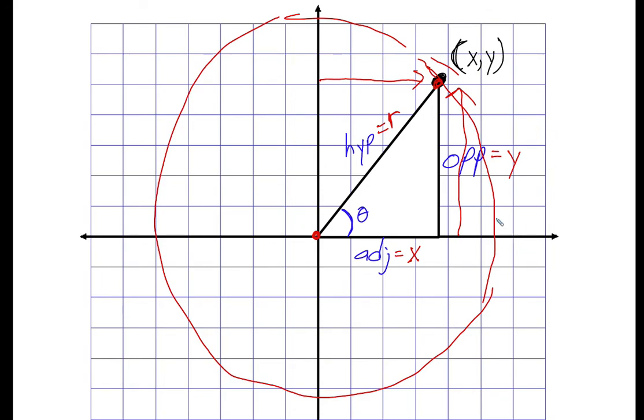That lets us change sine, cosine, and tangent. Sine of our angle we were calling opposite over hypotenuse. That's y divided by r. The cosine of our angle is adjacent divided by hypotenuse. But adjacent is x, and the hypotenuse is r. X divided by r. Tangent is opposite over adjacent. That's y over x.